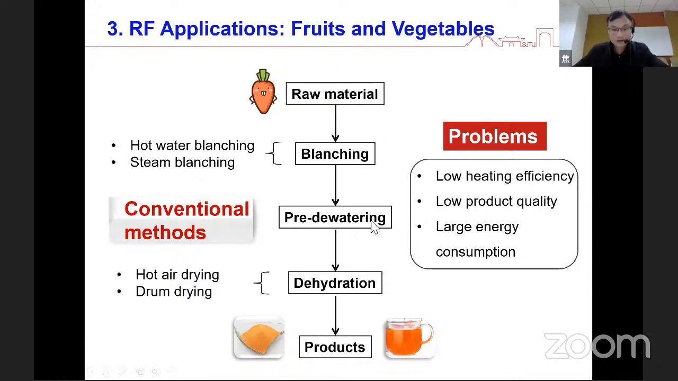So that's the whole procedure for the dried product: the raw material and blanching, and then pre-dewatering, and then dehydration, the drying process, and then the final dried products. So that's why we try to use this RF heating technology to do the dry blanching, and also we can use it for the final stage drying.